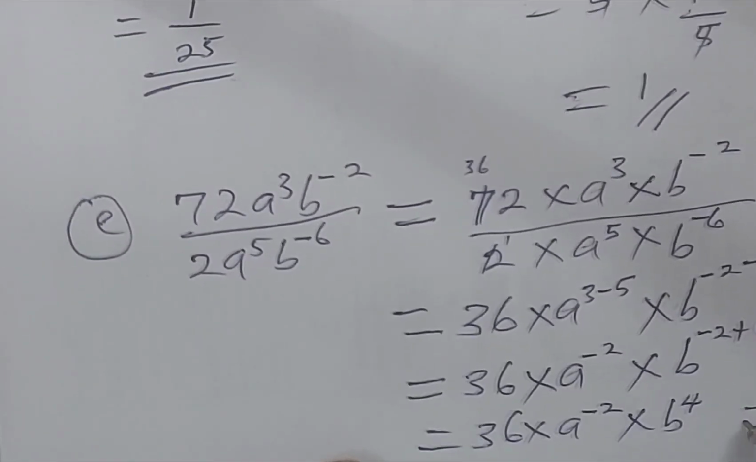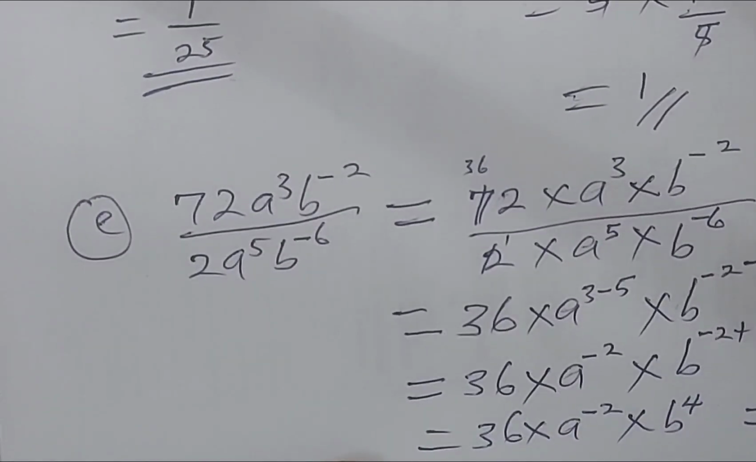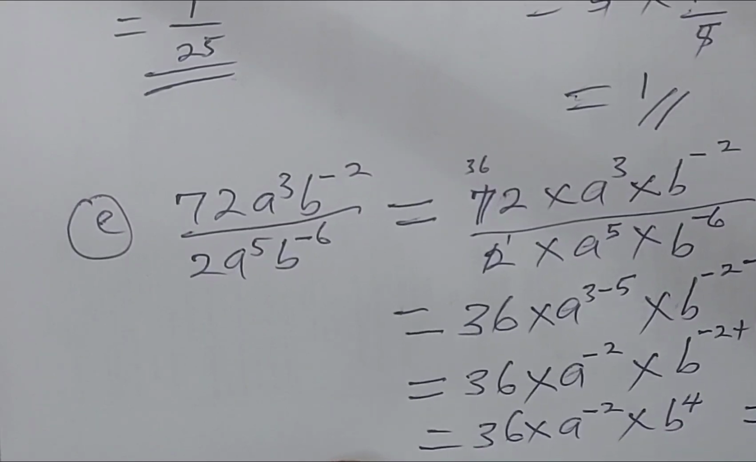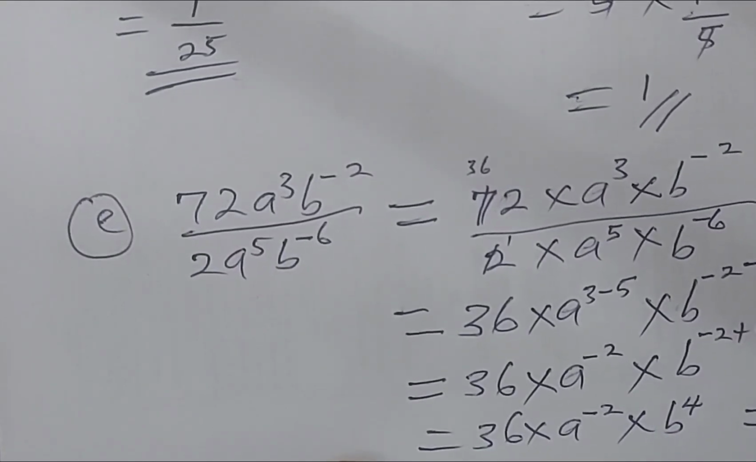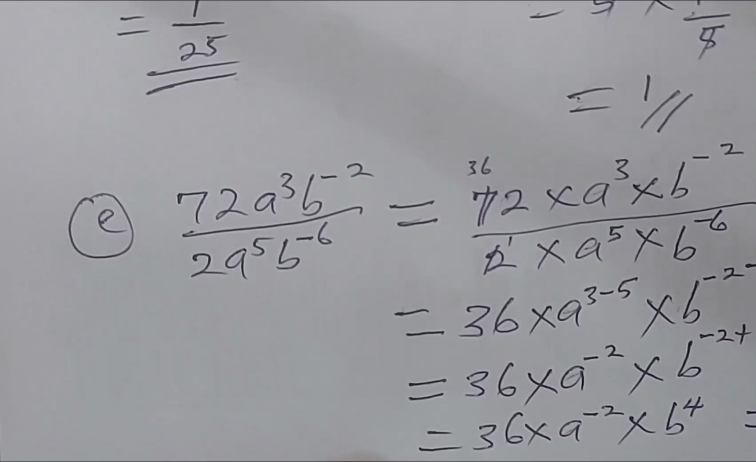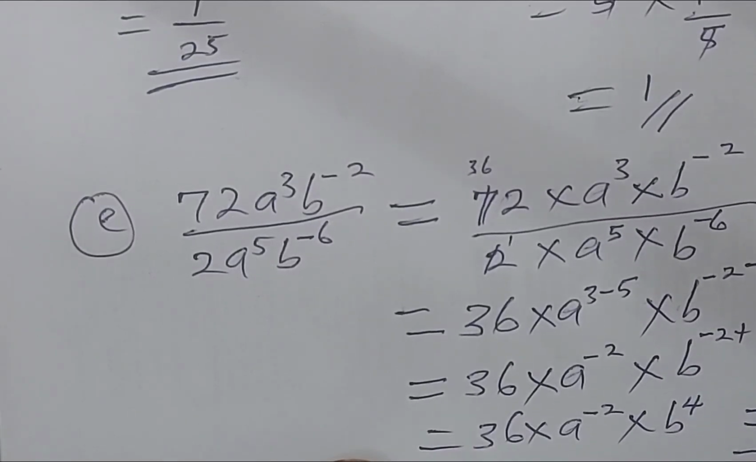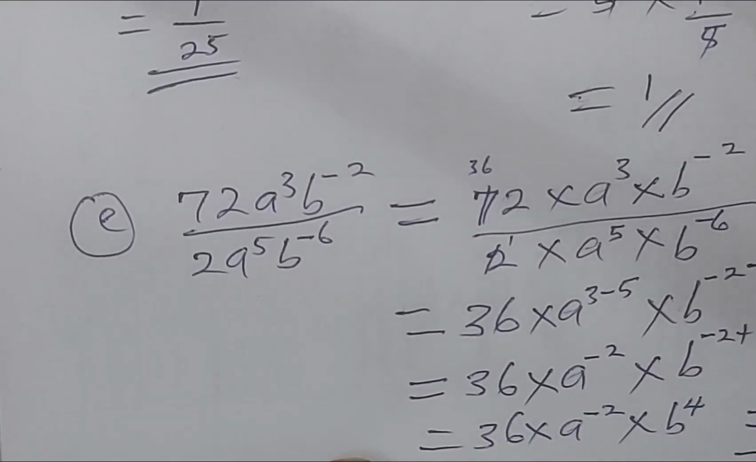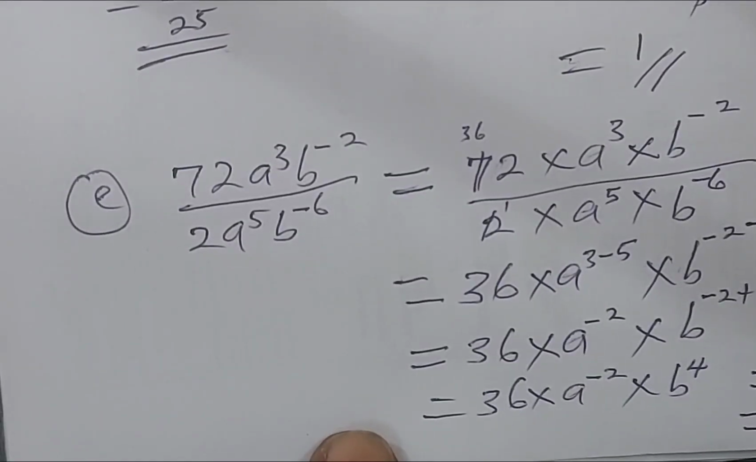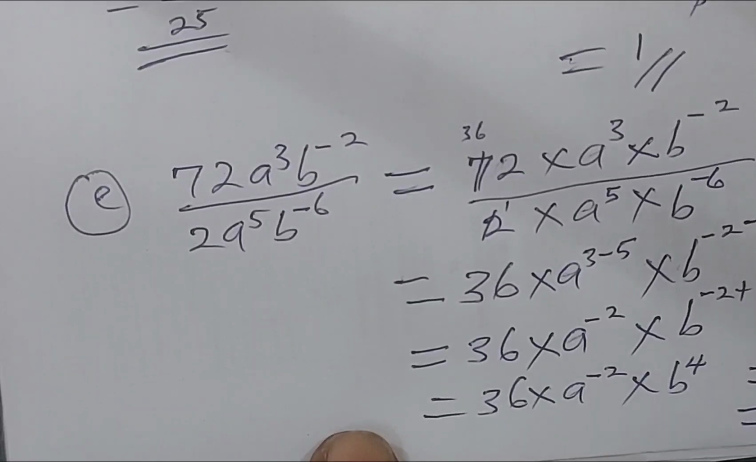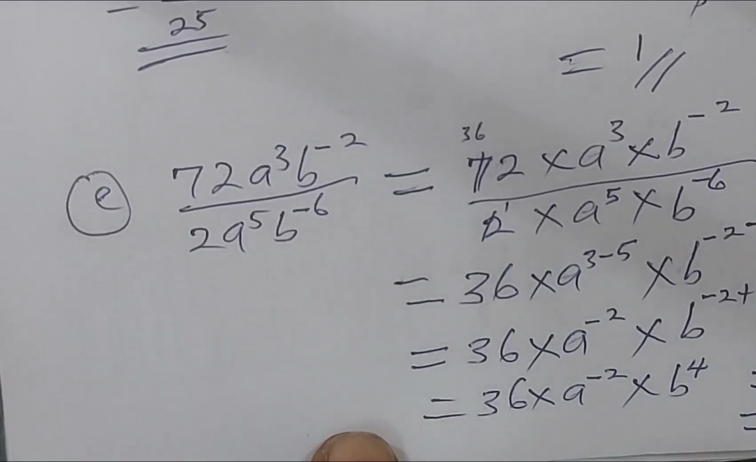And that will give us 36 times 1 all over a square, times b raised to the power of 4. The final answer will be 36 b raised to the power of 4 all over a square. That is your answer.